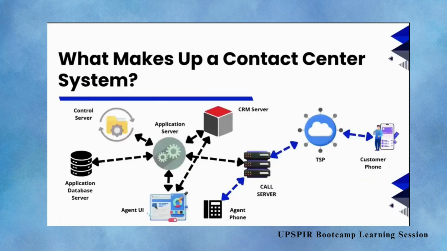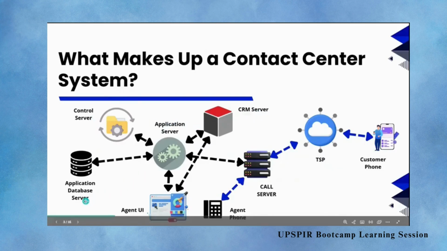If we see this from the perspective of hardware and software, this is how these components will look. Somewhere there will be an application server. This can be a separate physical machine, or all these components can be on the same physical machine. But the idea is these are different services. In a large setup, obviously all these things will be separate machines. So we will have an application server, control server, CRM server, and application database server.